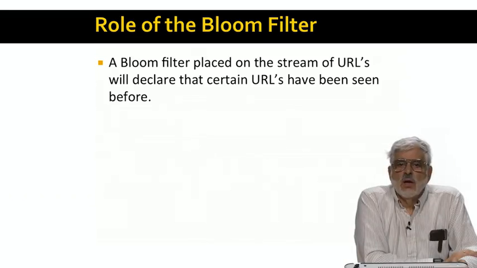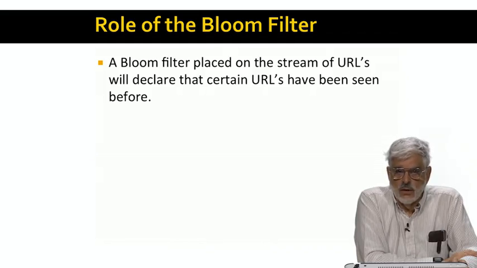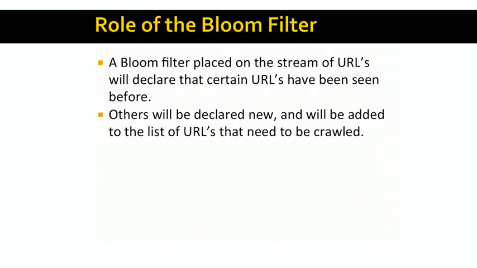When a URL arrives in the stream of reports from the crawling tasks, instead of looking it up on disk, we can pass it through a Bloom filter. This filter will say either that the URL has been seen before or not. If the filter says it has not been seen before, the URL will be added to the list of URLs that need to be crawled, and eventually it will be assigned to some crawling task.